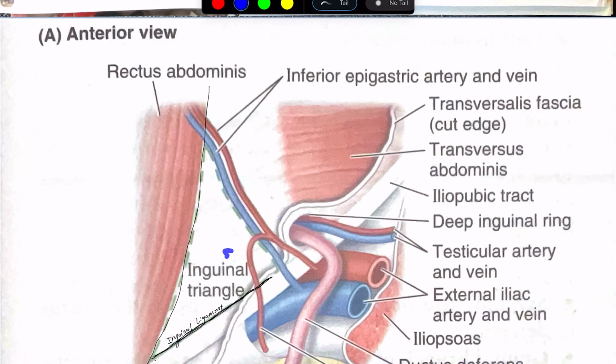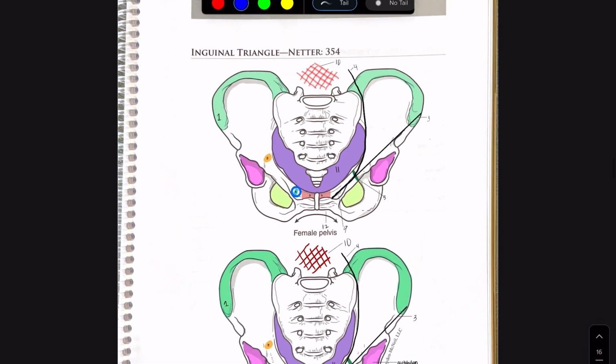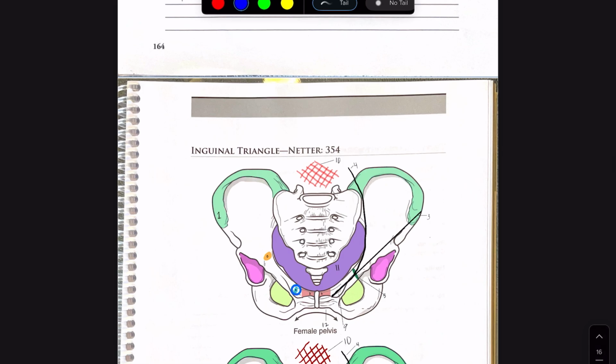The reason that we want to bring this up is because when we start talking about a hernia, there's two types. There's a direct and indirect. And one of those is going to involve this inguinal triangle. So that's why it's important to learn where that is. If you wanted to have the pages for the textbook, this is going to be pages 197 and 199.